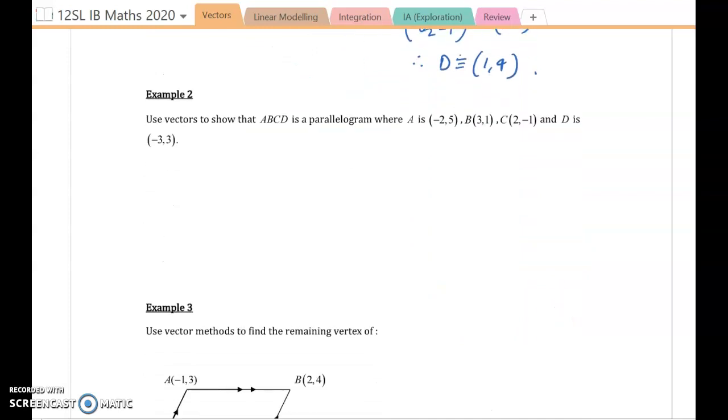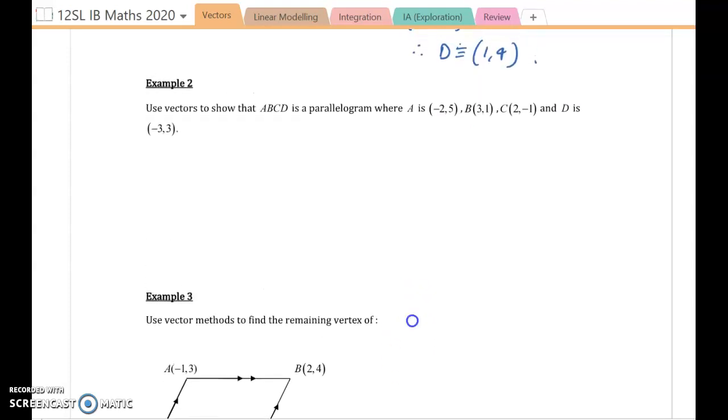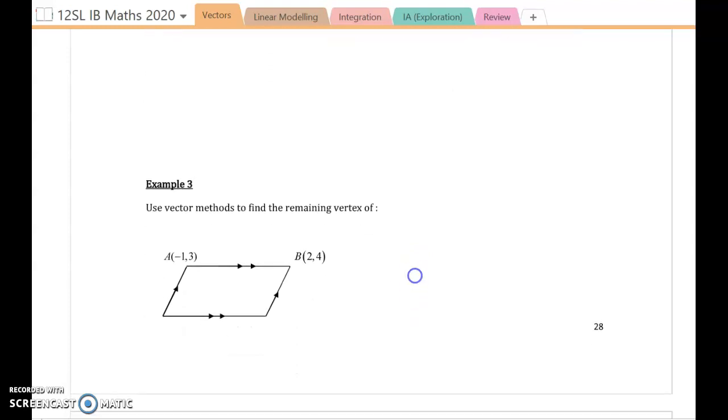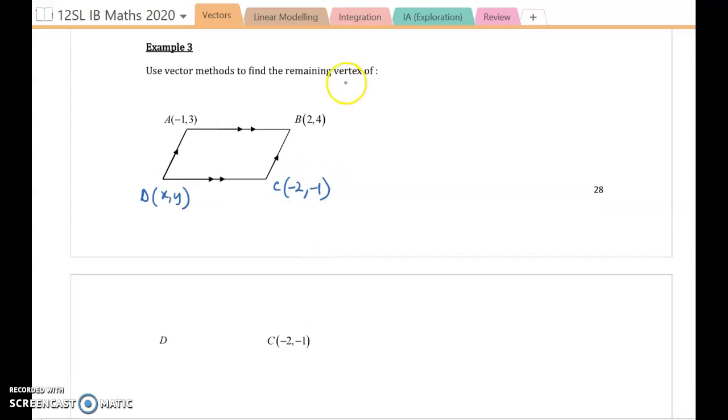For the next part, I'm quite confident you'll be able to do these questions, but for example 3, I'll quickly go through this one. My document's just gone a bit funny. So they're asking us to find the remaining vertex of A, B, C, D. So I've assigned vertex D as X, Y. You could do D1, D2. I thought I'd change it up.